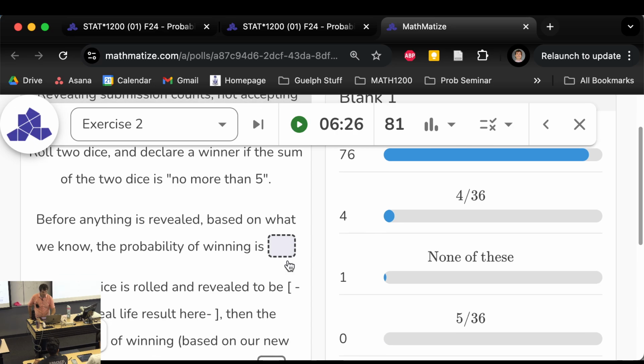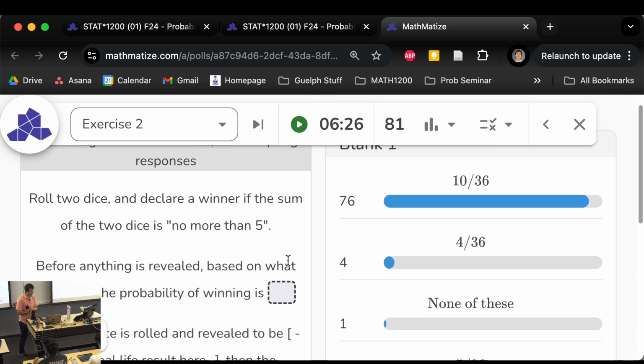All right. So before anything happened, what is the probability of winning? This is like what we did on the very first day. That was the probability that it was exactly 3. This is it's no more than 5. Sometimes this no more than trips people up. But no more than 5 does include 5.